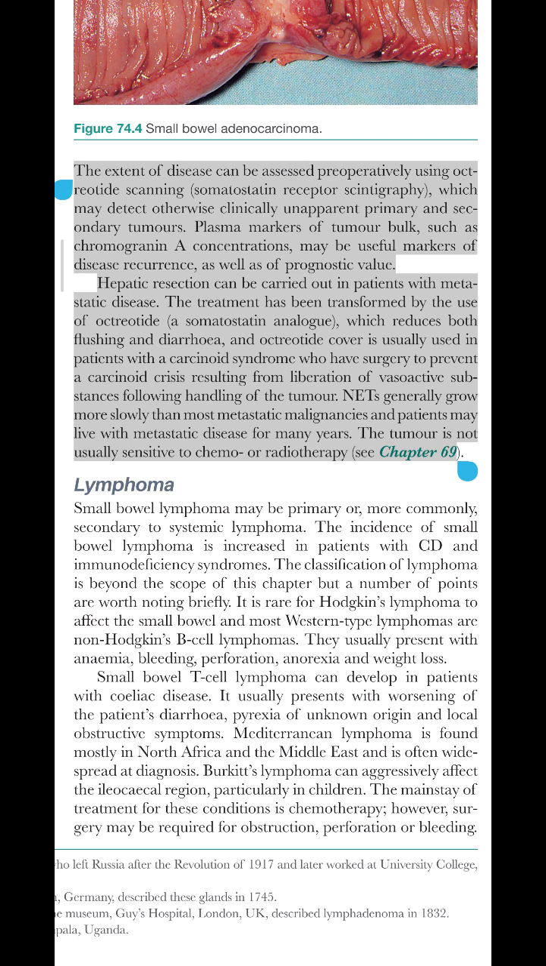Hepatic resection can be carried out in patients with metastatic disease. The treatment has been transformed by the use of octreotide, a somatostatin analog, which reduces both flushing and diarrhea. Octreotide cover is usually used in patients with a carcinoid syndrome who have surgery to prevent a carcinoid crisis resulting from liberation of vasoactive substances following handling of the tumor. NETs generally grow more slowly than most metastatic malignancies and patients may live with metastatic disease for many years. The tumor is not usually sensitive to chemo or radiotherapy, see Chapter 69.